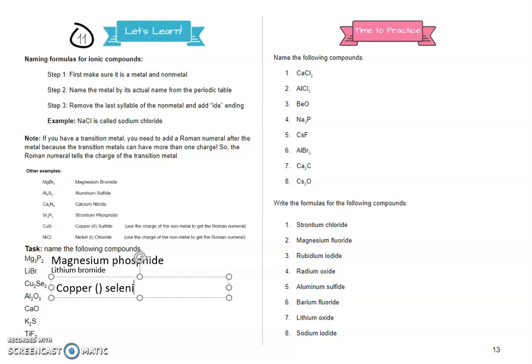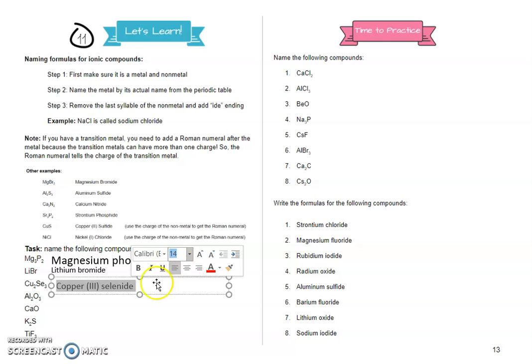Selenium becomes selenide. You undo the crisscrossing. So the 2 came from selenium, so that means the 3 came from the copper. So this is going to get Roman numeral 3. So copper(3) selenide is what we're looking at for that one.